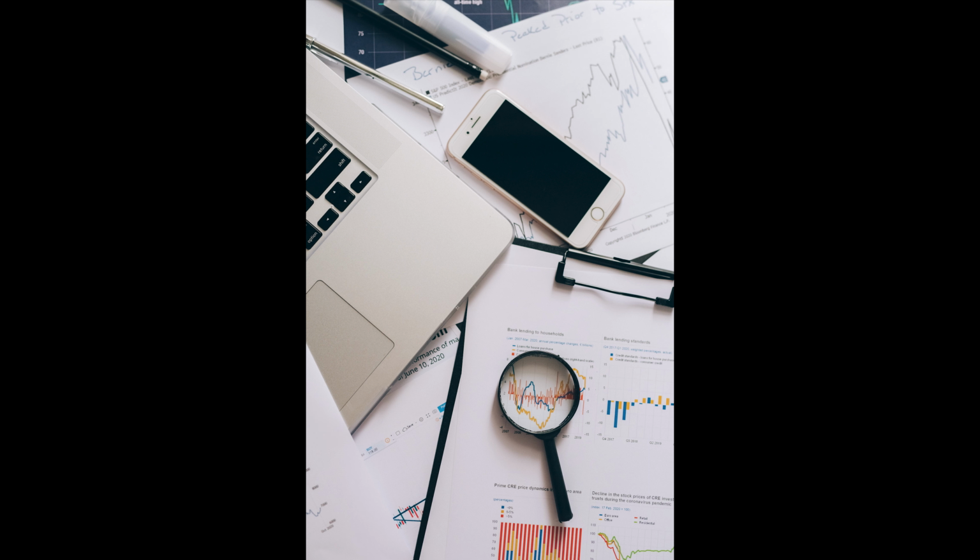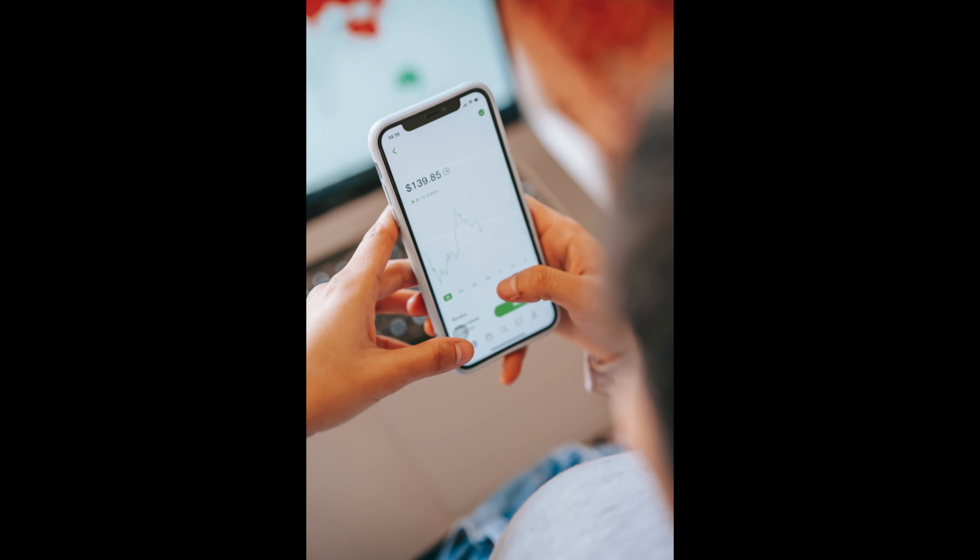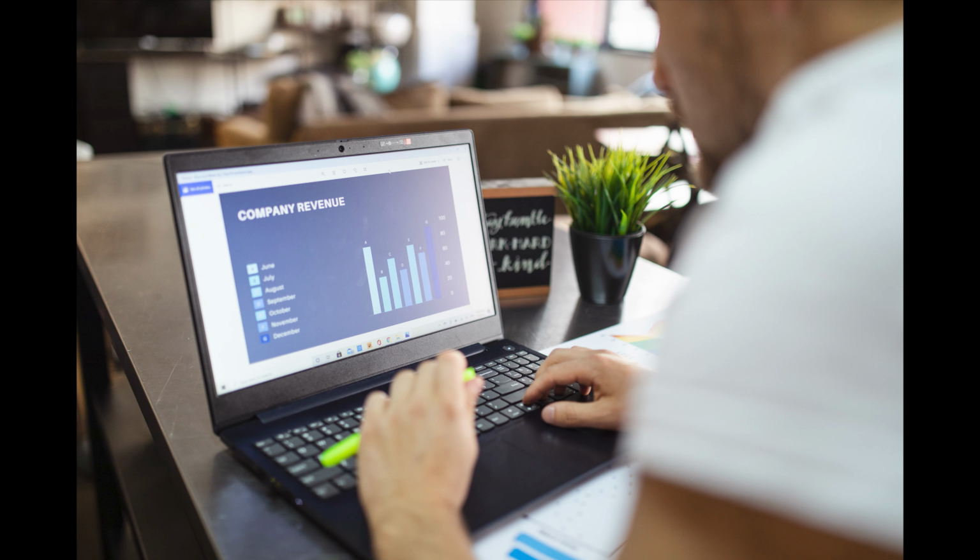Search engine optimization, SEO, is the process of improving the visibility of a website or web page in a search engine's on-page results. The higher a website or web page ranks in the search engine's results, the more likely it is that the site will be visited by a user.